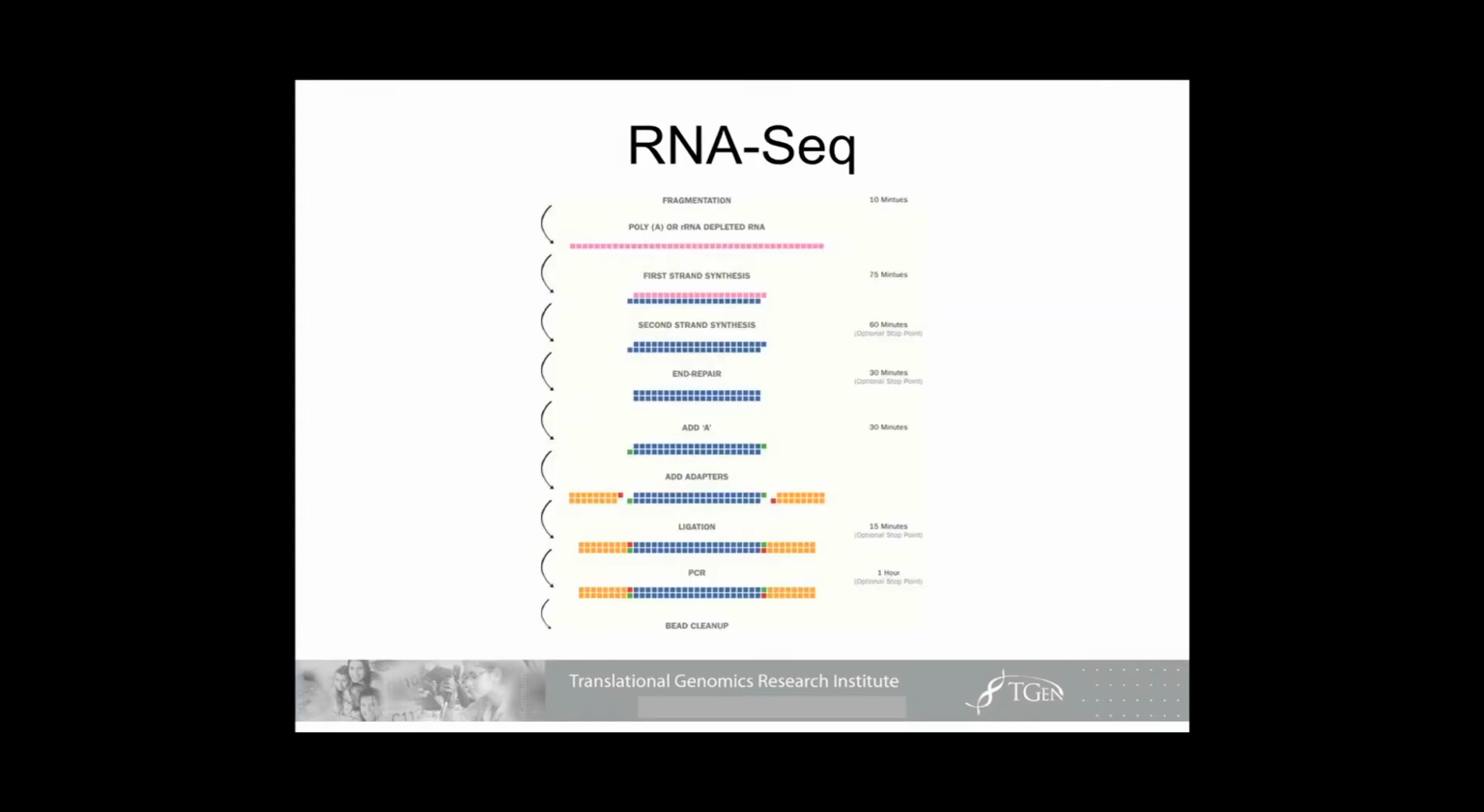For RNA-Seq, what you're doing is a fragmentation of either poly-A or ribosomal RNA-depleted RNA. Then you create a cDNA library with the first and second strand synthesis. You repair your ends, you then add an overhang, and you ligate your adapters. And this is for the Illumina technologies. Once you have that, you have your PCR, you can clean up with beads, and now you're ready to sequence.